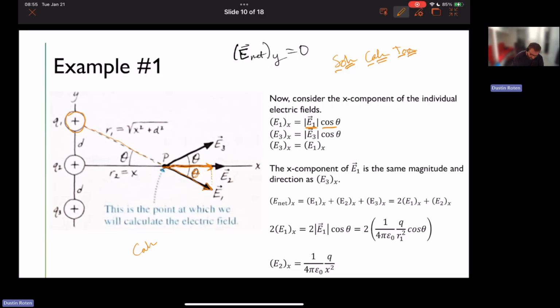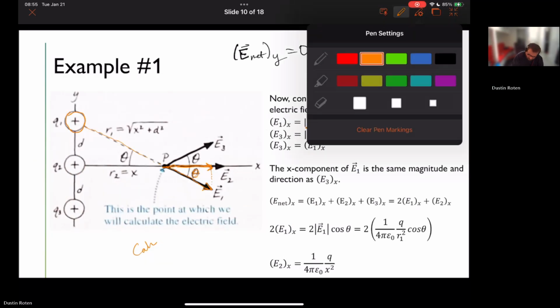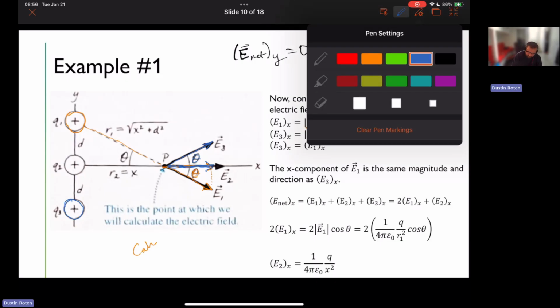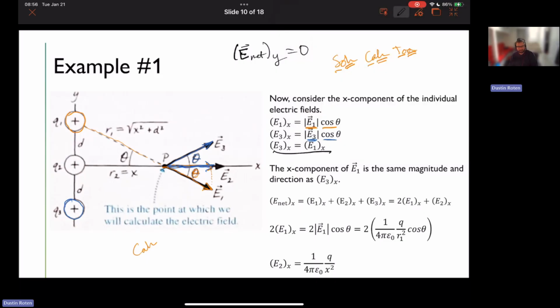Now for the next one, Q3, which I did in blue. Same thing again. I have this angle theta, and I'm looking for the x component, so I'll just multiply by cosine. It's the full value of the hypotenuse, the full vector, times cosine to get that x component. And again, lo and behold, because of the symmetry, these two components are in fact equal. The x components have the same magnitude and the same direction.